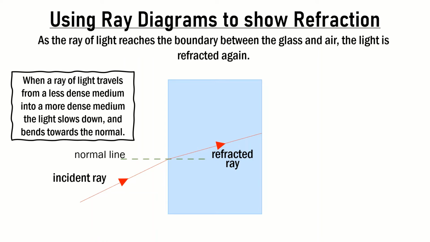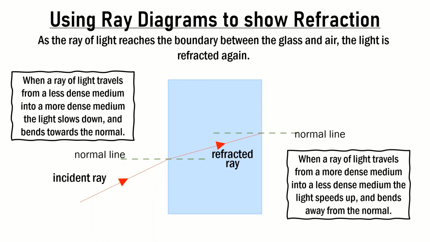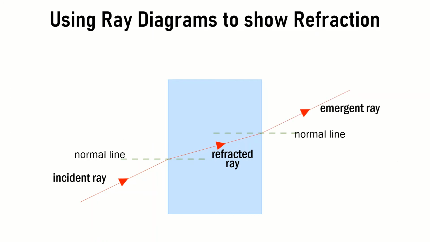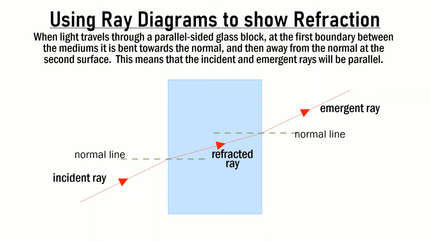As the refracted ray reaches the second boundary between the glass and the air, a normal line is drawn again because the light is then refracted again, this time away from the normal. There's the normal line, and when the ray of light travels from a more dense medium into a less dense medium, the light speeds up and bends away from the normal. If a ray of light is refracted through a parallel-sided glass block, at the first surface it's bent towards the normal, and at the second boundary between the mediums it's bent away from the normal. What will happen is the two rays of light, the incident and the emergent ray, the two rays of light that are in the air, will be parallel to each other.